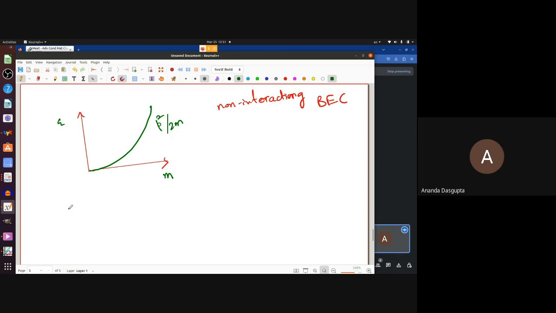So what is the minimum value of epsilon p by p? From this graph, it should be easy to say. Okay, so this is E, of course. When you are plotting epsilon p by p, what is the minimum value?